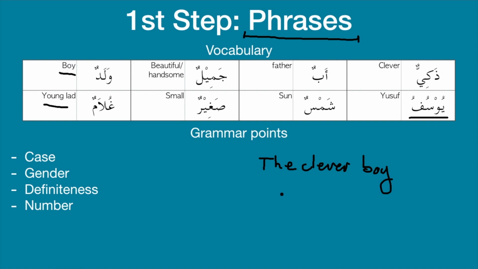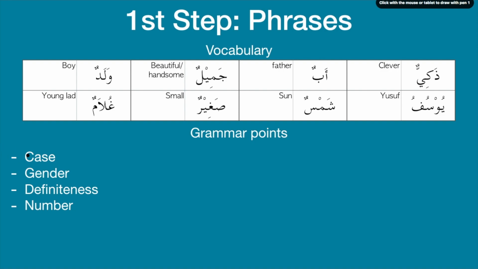So to put these 2 words together, we need to understand a few different things. These are the 4 concepts that we need to understand. Let's just run through them one at a time. Case is the first one. You might have noticed that in Arabic, some words end in a fatha, some words end in a dhamma, and sometimes they can end in a kasra.